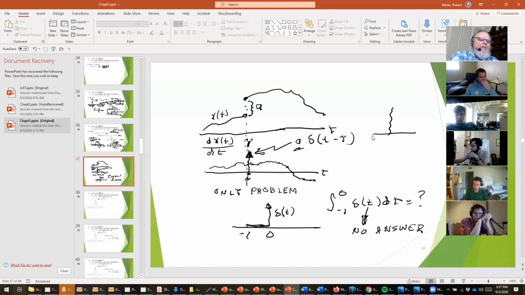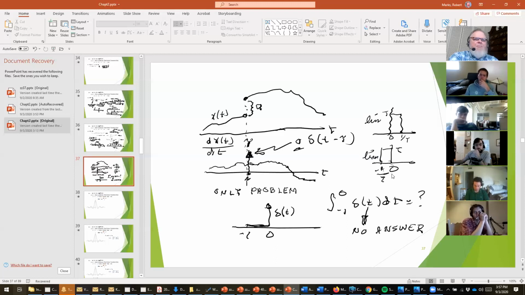There is no answer because suppose I define my Dirac delta as the limit, as t goes to 0, of a pulse from 0 to 1 over t with a height of t. That could be a definition of a Dirac delta function. Then the integral from -1 to 0 is going to be 0. But what if I define it from -1 over t to 0 with a height of t? Then my answer is going to be 1, isn't it?